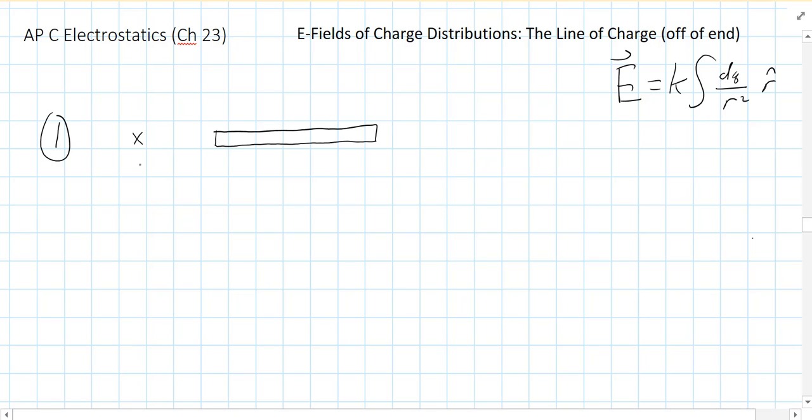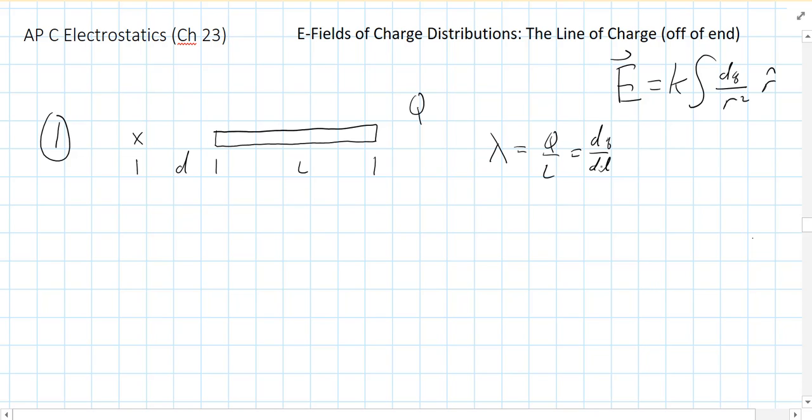Let's put some variables here. So let's call this D. That's actually a constant. That's how far away you are from the end of the bar. And then we'll make the length of the bar L. And we'll assume that it's fully charged with some charge Q. And we know that since it's a line of charge, it has a line charge density of Q over L, which is equal to dQ over dL.